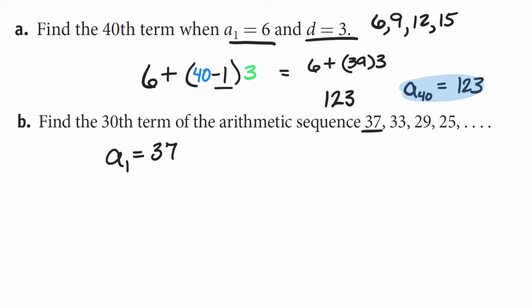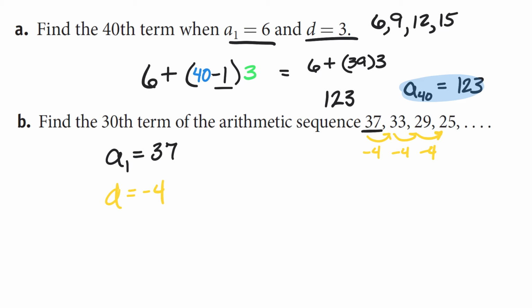And then what we're going to look for next is our common difference. Remember, all we've got to do is subtract the first term minus the second term, and we'll see that we've actually gone down 4. We've gone down 4 to the next, and we've gone down 4 to the final term. So we do have a common difference, and that common difference is -4.